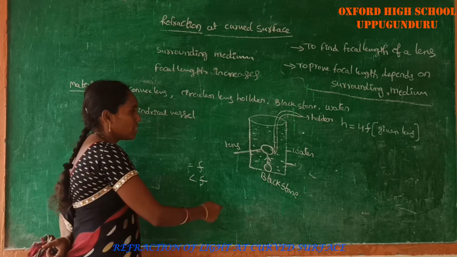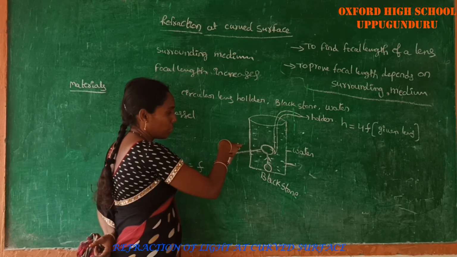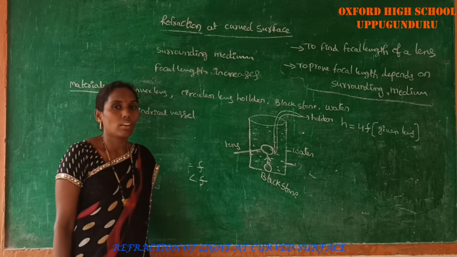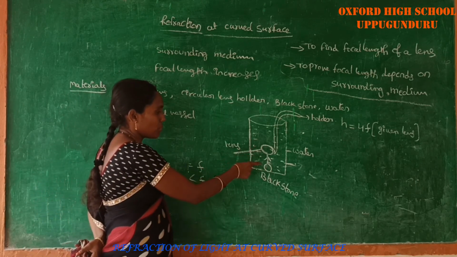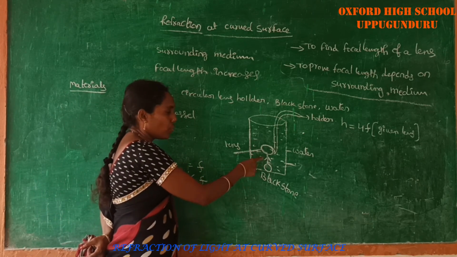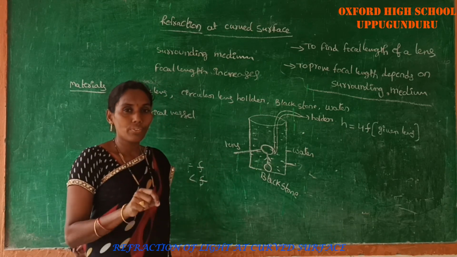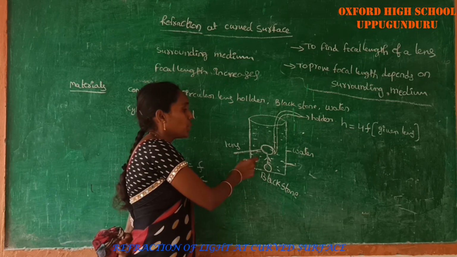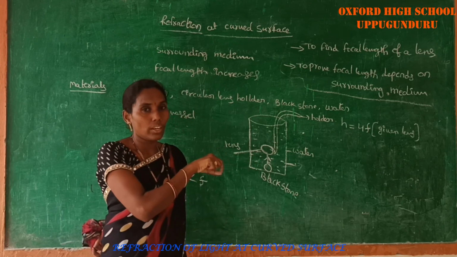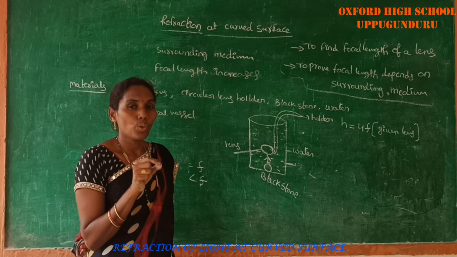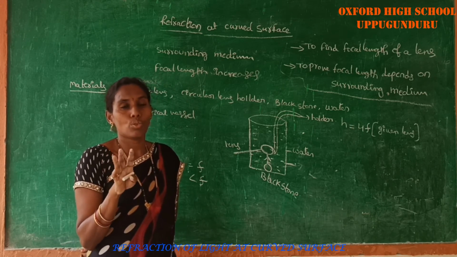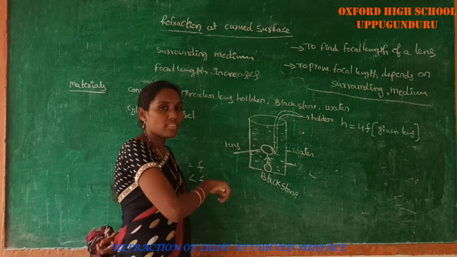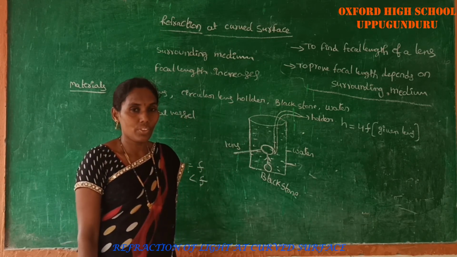Now dip the lens horizontally into that vessel by using a circular lens holder. After that, set the distance between the lens and the black stone. We can easily see the image of the stone through this lens. After that, we raise the lens to a certain height. At that time also, we can see the image of the stone. But if the lens is raised further, we can't see the image of the stone.